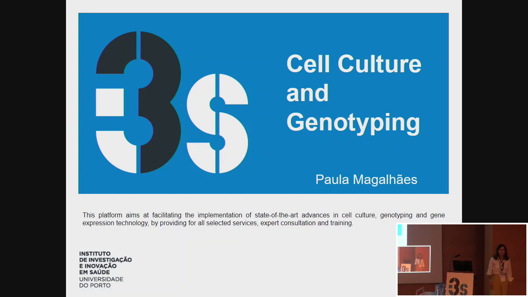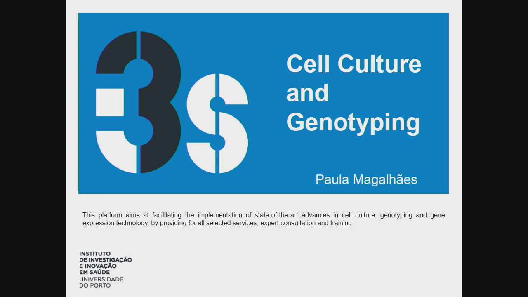I'm pleased to present cell culture and genotyping and all the services we provide. This platform aims at facilitating the implementation of state-of-the-art advances in cell culture, genotyping, and gene expression technologies by providing selected services, expert consultation, and training.